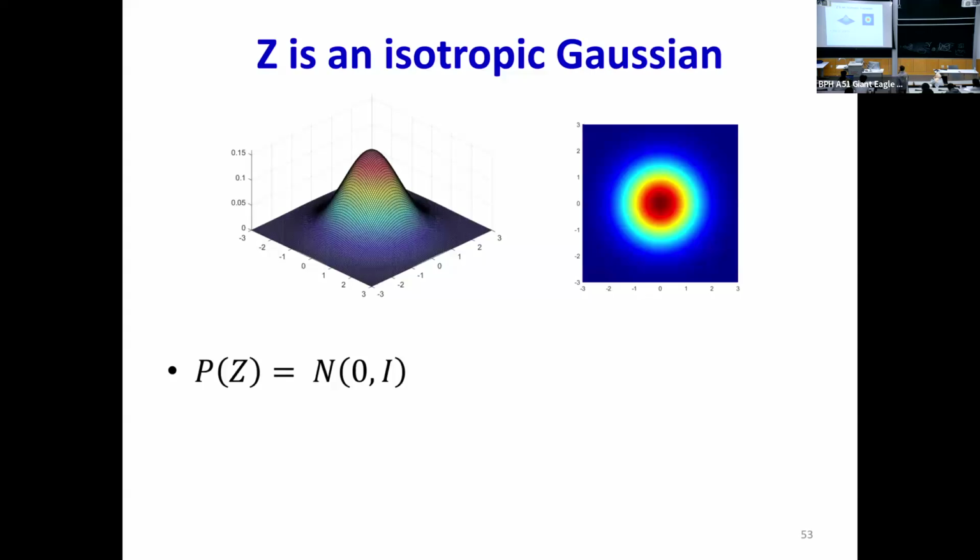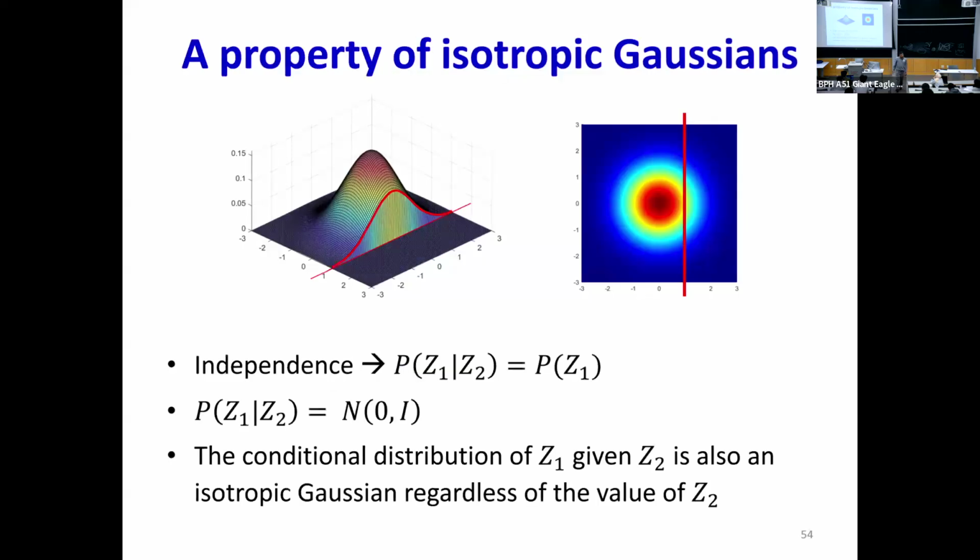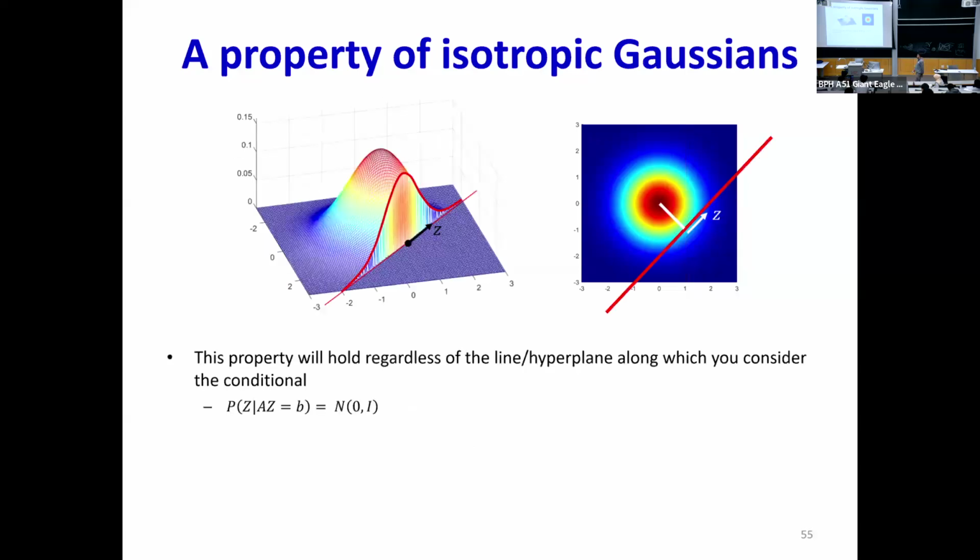Here's your standard Gaussian again. It's isotropic. If I slice it at any point, the outline is still going to look like, what's it going to look like? It's still going to look like a Gaussian, correct? And so it doesn't matter where I slice it from, it's always going to look like a Gaussian. So long as the slice is linear, the slice is a Gaussian.